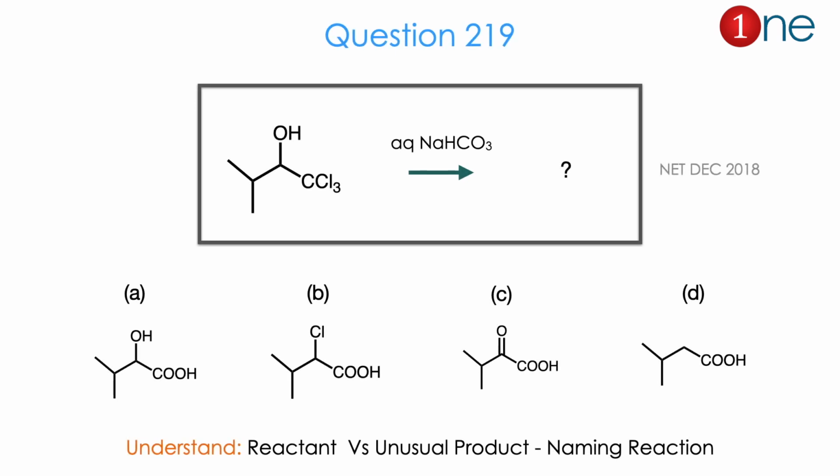Here the starting material you have is a substituted carbon with CCl3 and OH. You are using aqueous sodium bicarbonate. They ask you to find the products. The products are like CCl3 becoming acid, or OH substituted by chlorine, or chlorine becoming a ketonic group, or the removal of OH. So all different possibilities. From the reactant versus unusual product you might realize the question is based on a named reaction. The answer is A. Let us see how.